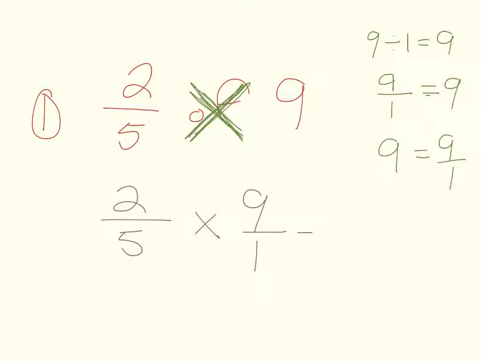2 times 9, hey, that's 18. And 5 times 1, hey, that's 5. The problem is you can't stop here. Now we have to turn this back into a mixed number. So 2/5 of 9 would be, well, let's see, how many times will 5 go into 18? 5 goes into 18 3 times with a remainder of 3. So the final answer would be 3 and 3/5.